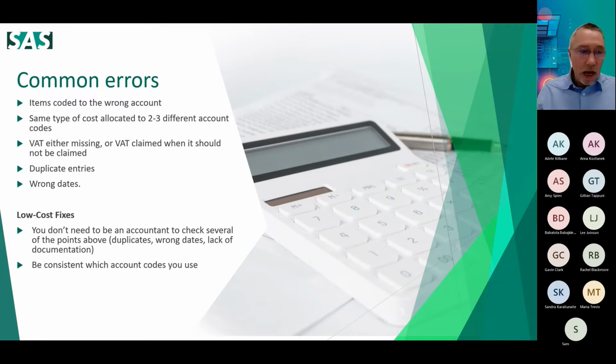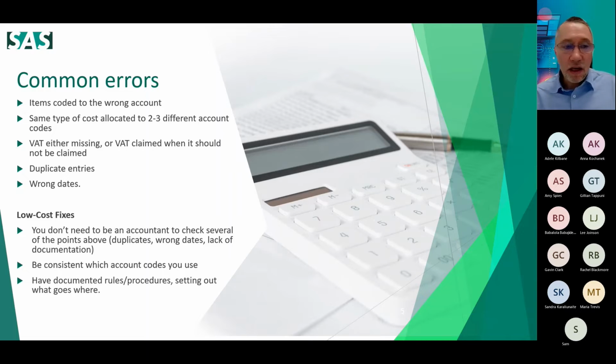And then finally, I think it is really, really good to have documented rules and procedures setting out what goes where. So that applies to everything. That applies to how do we raise an invoice, when do we raise an invoice, where does that invoice get posted to, and equally the same with purchases as well. So I think it's really important to have a set of documentation around how the accounting system is run, how the function is run, and everybody knows what is allowed to happen and what should happen.